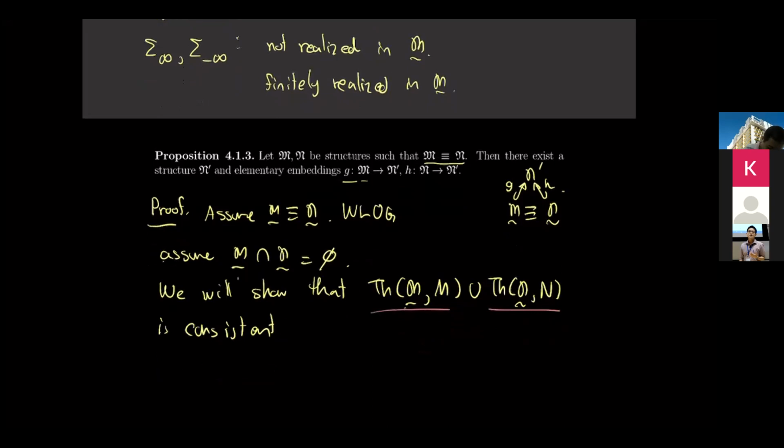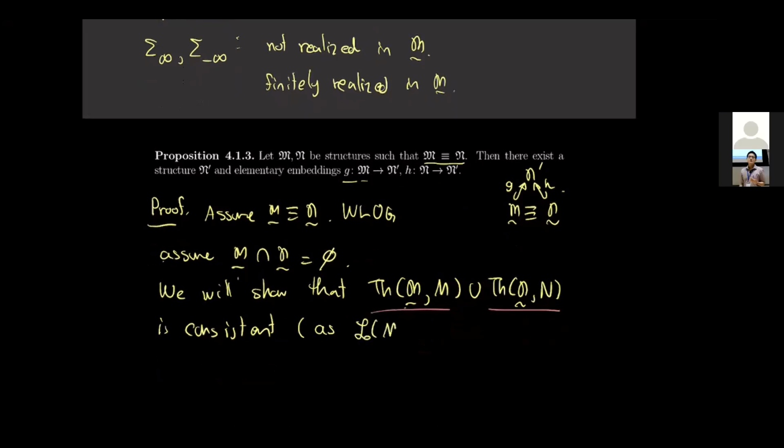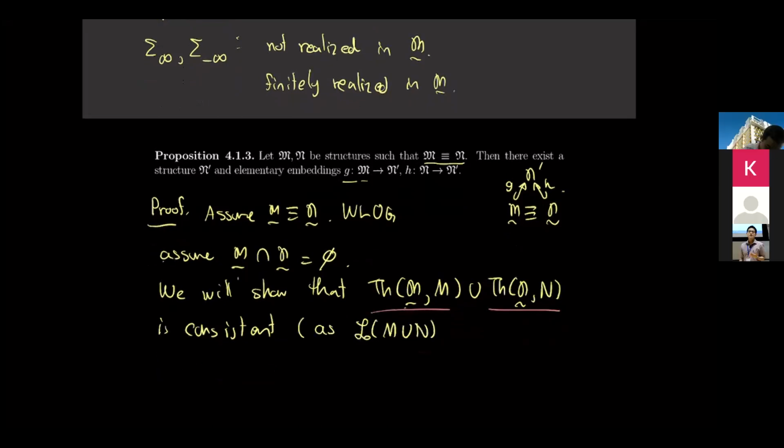Okay, let me point out a little bit. This is consistent as an L_M union N theory. Here we add constants to these structures, to this theory.